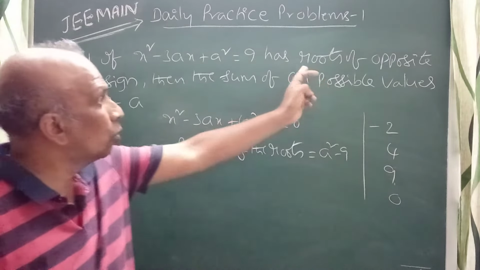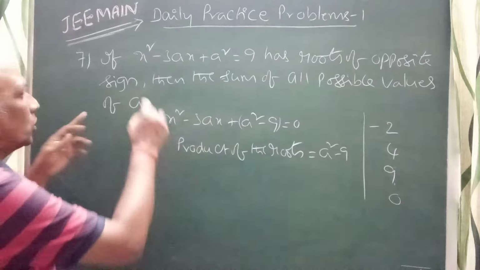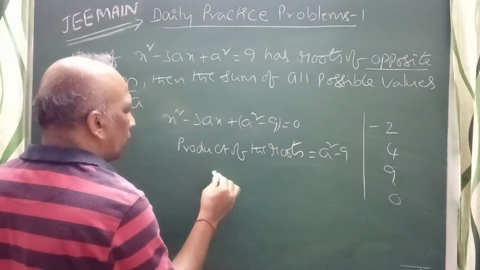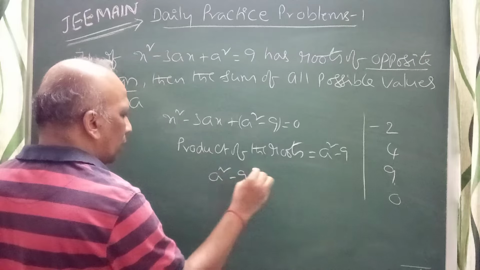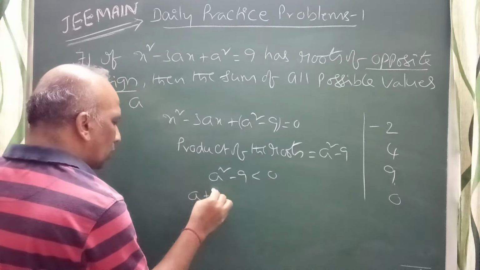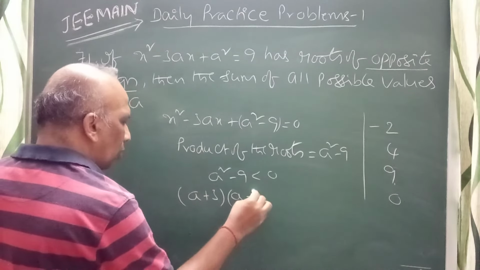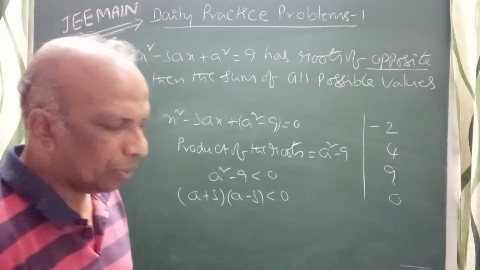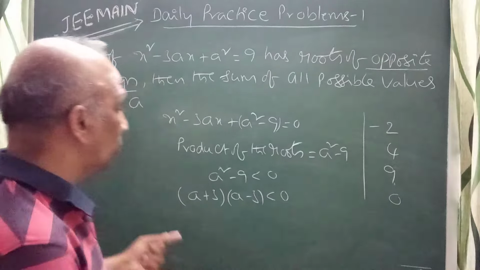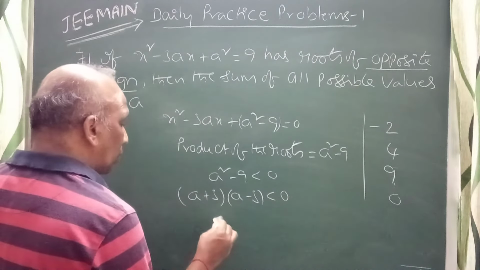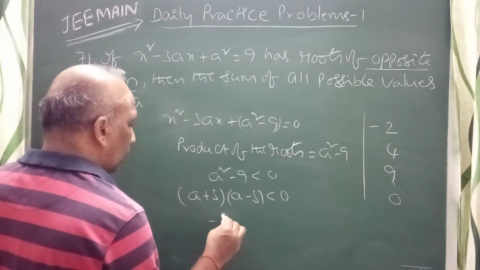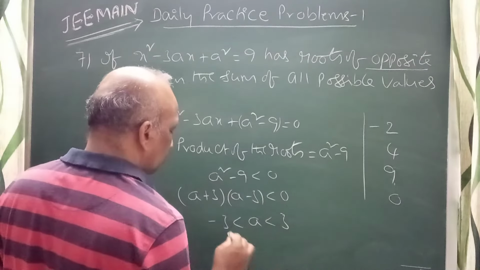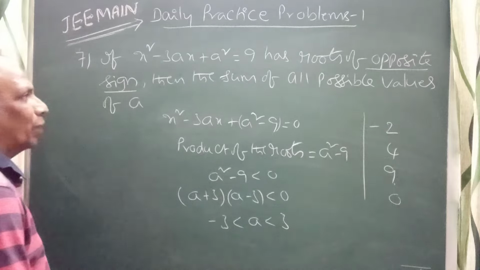They told here the roots are of opposite sign. Since the roots are of opposite sign, the product of roots will be negative. A square minus 9 will be negative. So we get (a plus 3) into (a minus 3) will be negative. So the a value lies between minus 3 and 3, right? I can write minus 3 less than a less than 3.